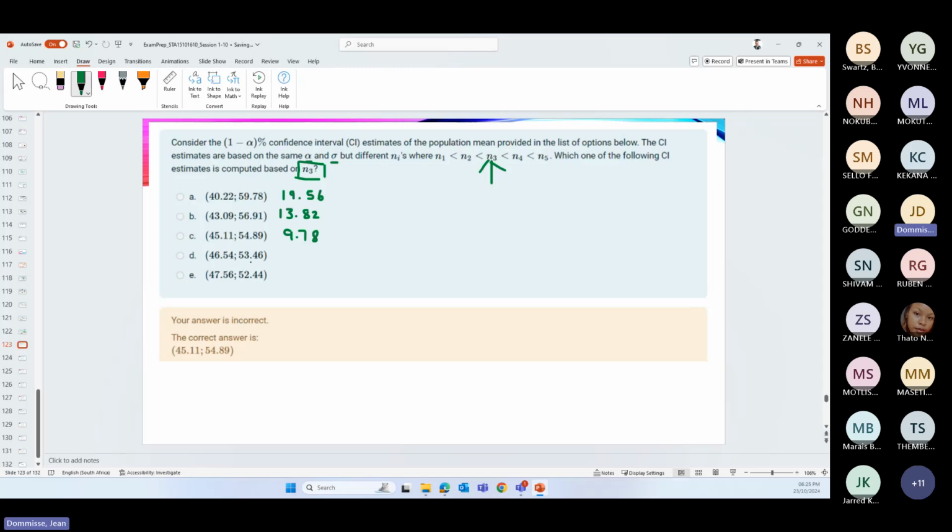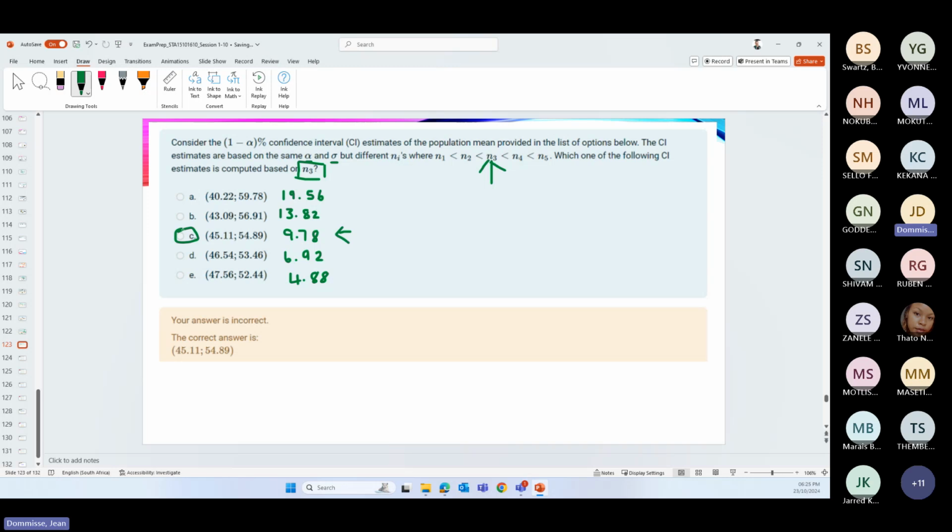53.46 minus 46.54, 6.92, and then 52.44 minus 47.56, 4.88. So the number in the middle of all those is 9.78. So our answer would be option C.